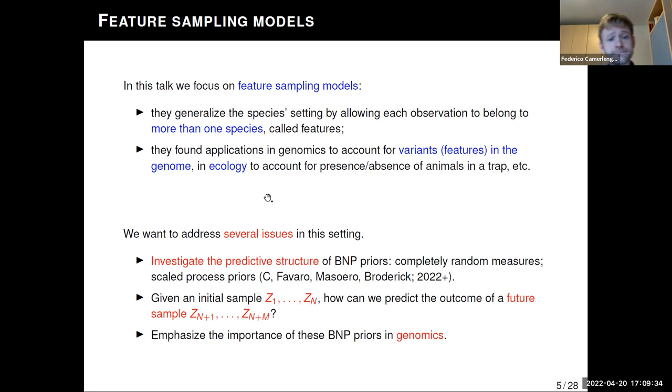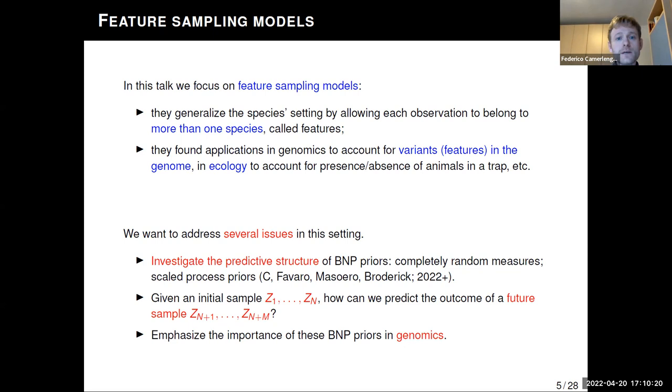So in the feature setting, we would like to address several issues. First of all, we would like to investigate the predictive structures of different Bayesian nonparametric priors. I will focus on completely random measures and scale process priors, so two different choices. Then we would like to address M-step ahead prediction in the feature setting. What does it mean? You have this initial sample of size n, and you would like to predict the outcome of a future sample of arbitrary size m. And finally, we would like to emphasize the importance of these results in the context of genomics.